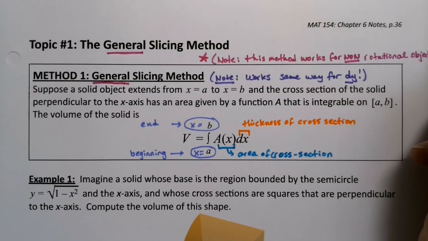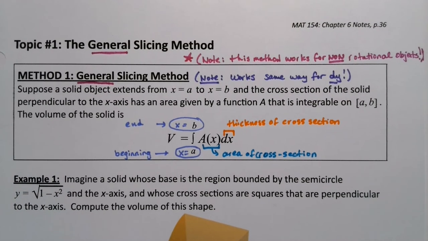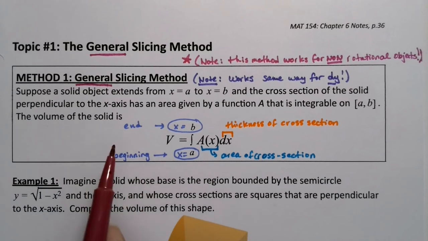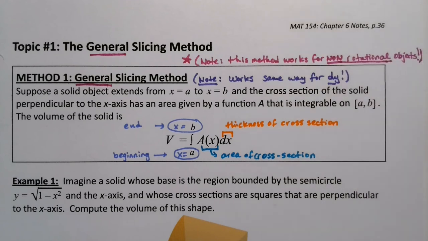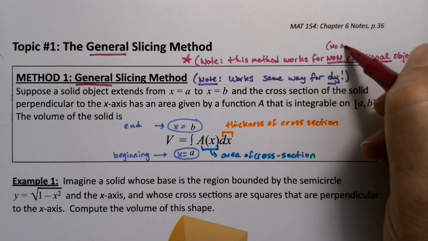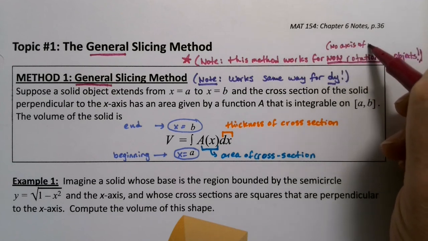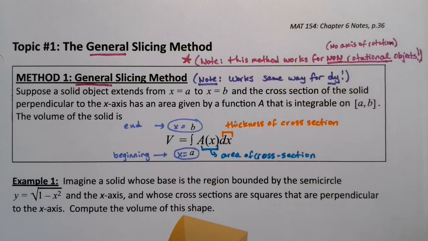Oop, I lost space for my parentheses right there. All right, so non-rotational objects, this will still work. As a matter of fact, this is the method that will work for non-rotational objects. In other words, non-rotational meaning not as symmetrical, say. They don't have an axis of symmetry, no axis of rotation. That's what that means, right? There's no spinning around anything.